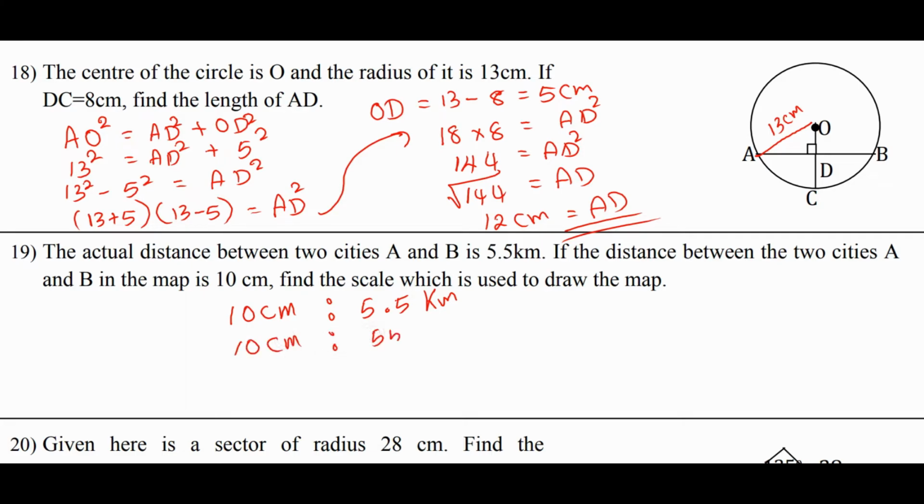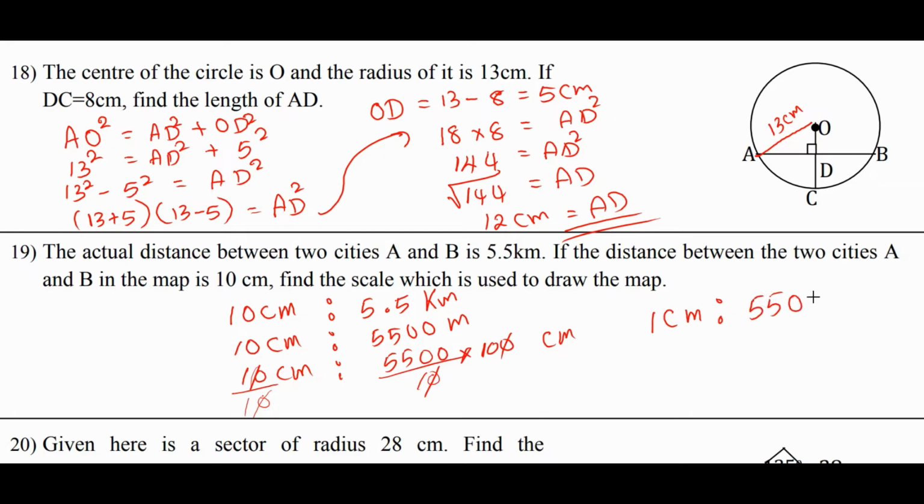5,500 meters. Then again I have to convert these meters into centimeters: 10 centimeters is to 5,500 into 100 centimeters. Then I can divide both sides by 10 to get the scale of 1 centimeter. Then the zeros cancel, and I get 1 centimeter to 55,000 centimeters. Now it is okay.